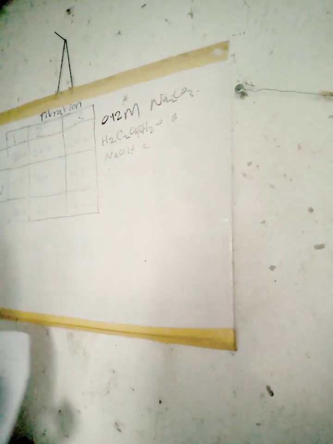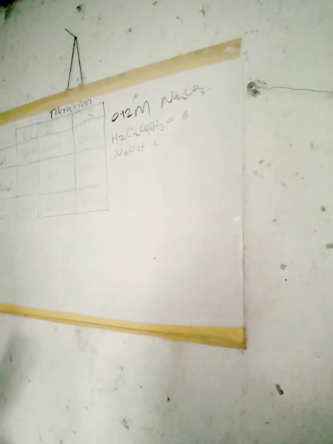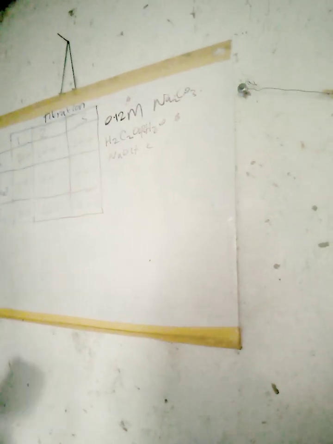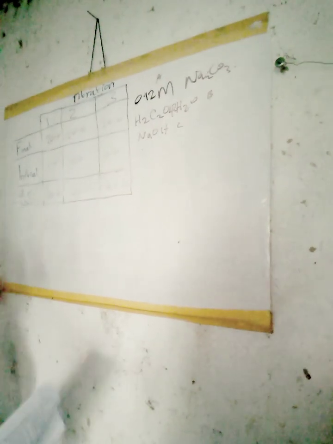Then you are required to standardize solution B, and I think all of you know the meaning of standardization. Then you determine the enthalpy of neutralization of oxalic acid. Now this is the table. I have done my experiment thrice, and I have got these values.